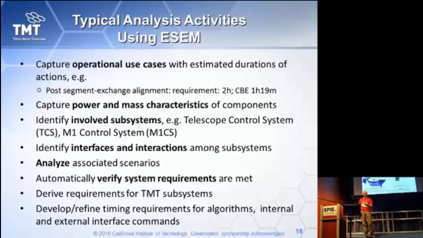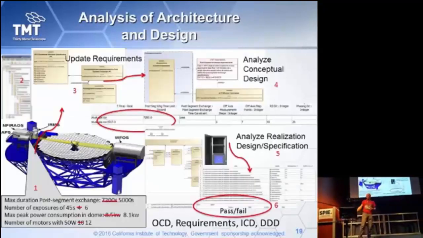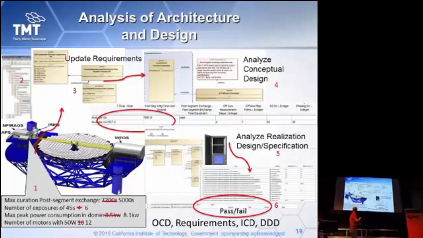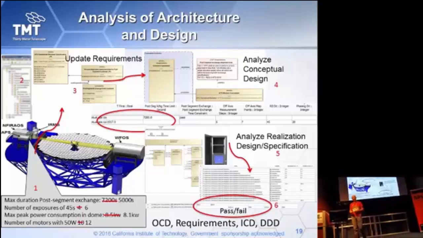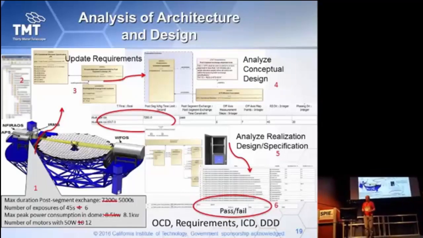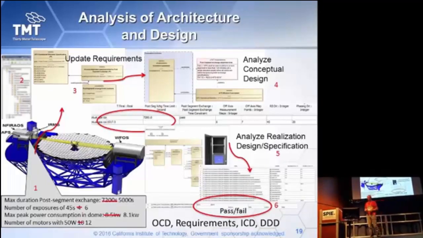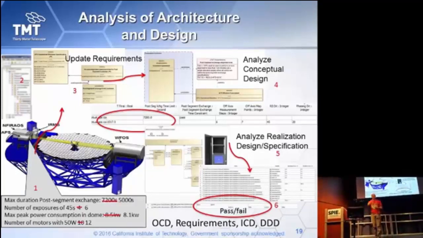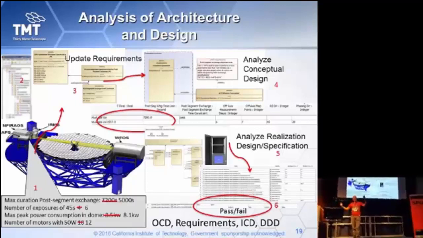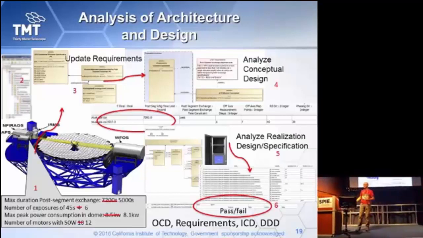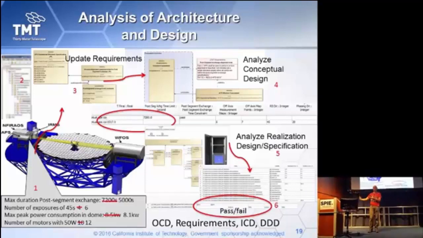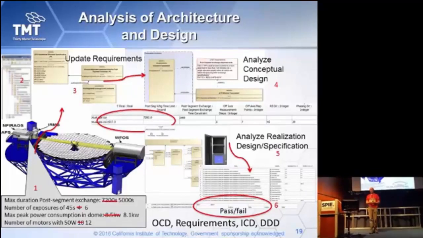So one typical scenario is that we have some requirement on time and power, for example. So like 2 hours, and we have a certain exposure time and some maximum power consumption, and a number of motors. So a typical change scenario would be if you change on either side something. So either you change the requirement, you will still want to verify if the design holds against those requirements, or you change something on the design side and want to see if that still meets the requirements.